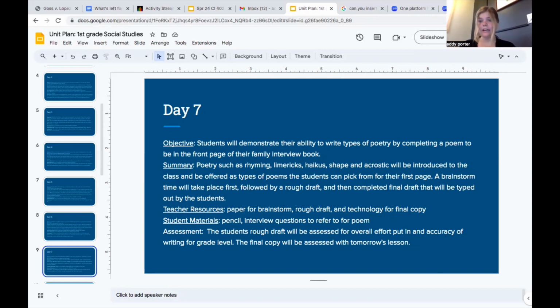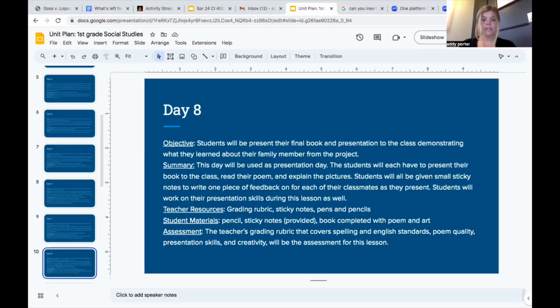And this would integrate ELA. For day 8, students will present their final book to the class. And yeah, this would just be super good because it would demonstrate leadership skills and time management skills. And just being able to get up and present is a really good skill for children to know as well.